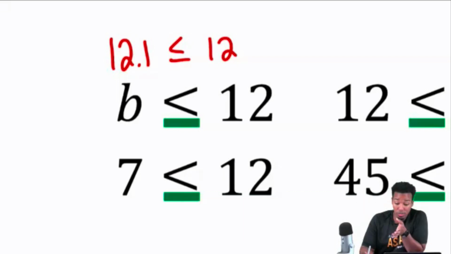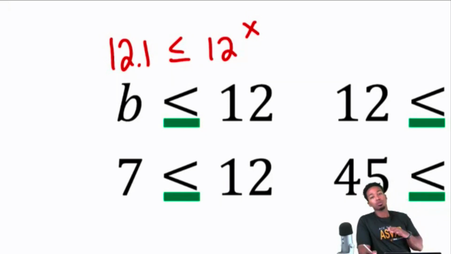Right, false. It is false, because 12.1 is not less than 12. It's not equal to 12. And so therefore, both of those are wrong. So the whole thing's wrong. So that's what that means.